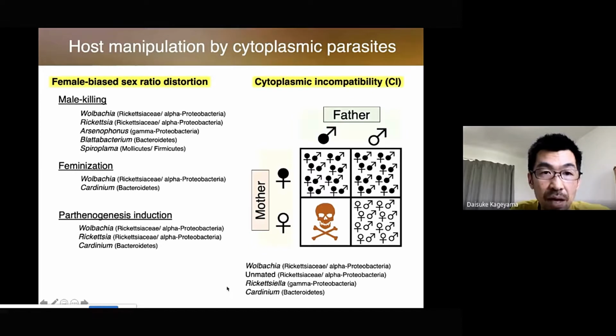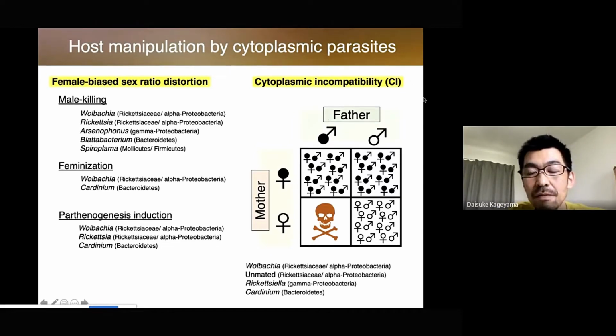So biasing the host sex ratio towards females is an advantageous manipulation strategy for the symbiont, and they actually do it. There are 3 types of distortions, all of which cause a female-biased sex ratio. Another host manipulation is called cytoplasmic incompatibility.